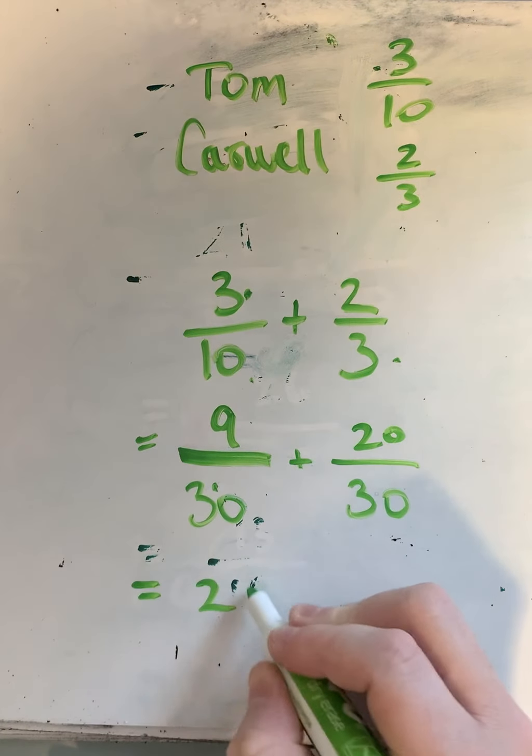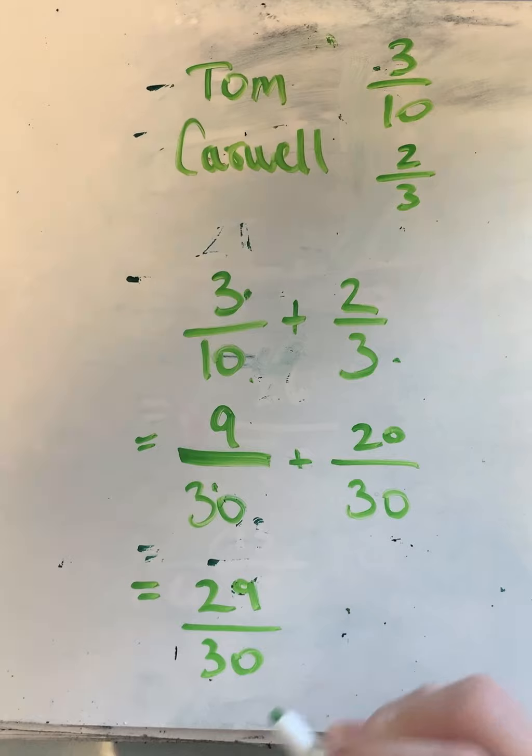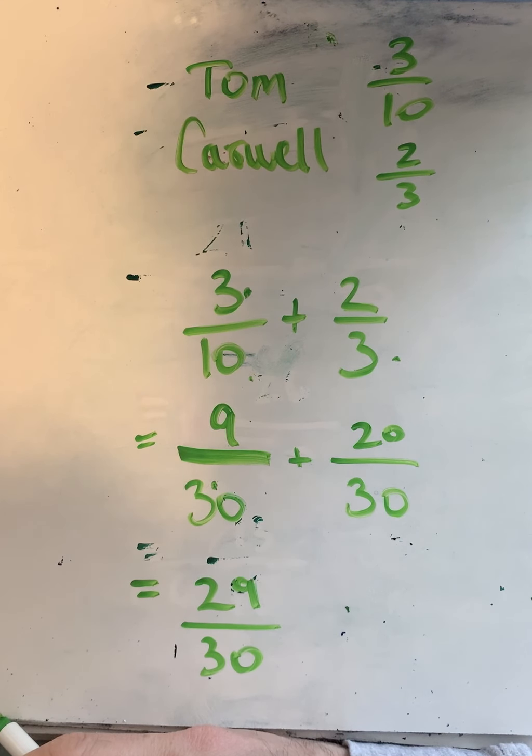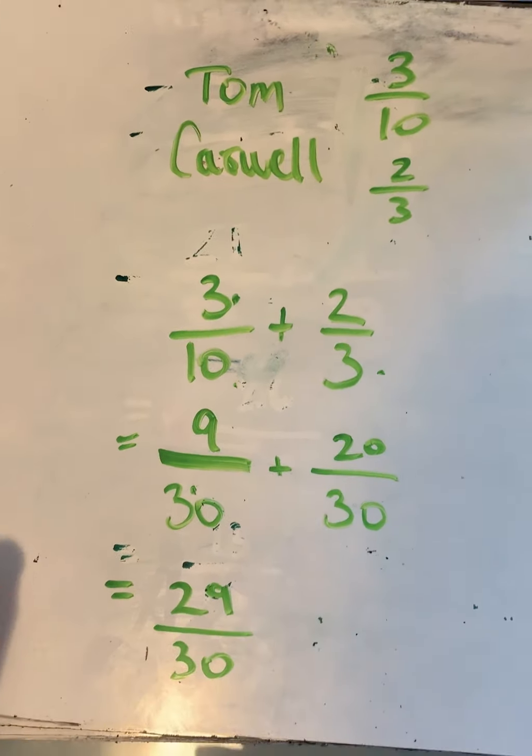And so they have completed 29/30 of the driveway, which is really lazy of them, actually, if you think about it. They could just do that 1/30 and be done with it. So that's example number 1.